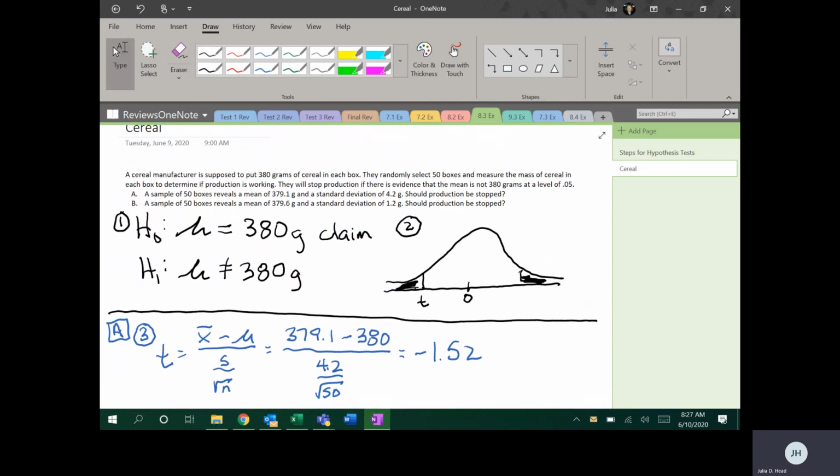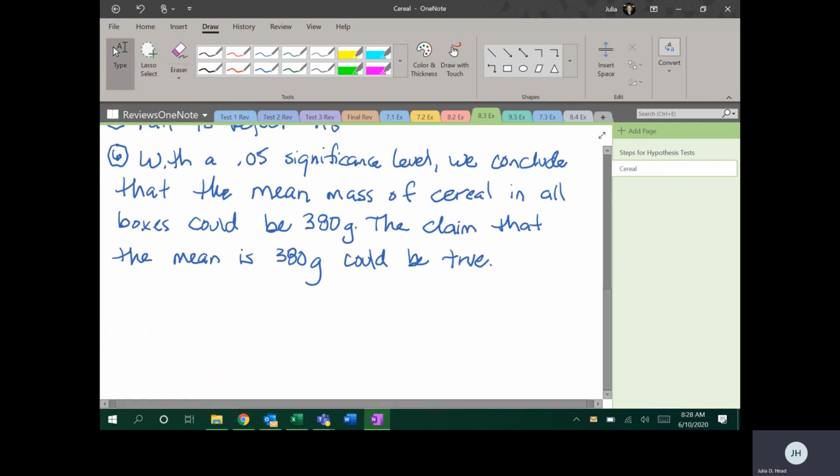Notice what happened is we have a new sample, which means that steps 1 and 2 are not going to change. And that's why I did those in a different color, and that's why I drew the line, because I knew those were going to be the same no matter whether we were talking about part A and part B. But we need to start over with step 3. So I'll draw another line.